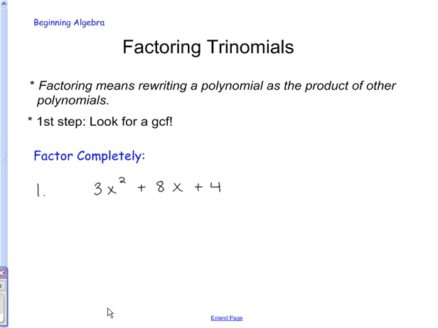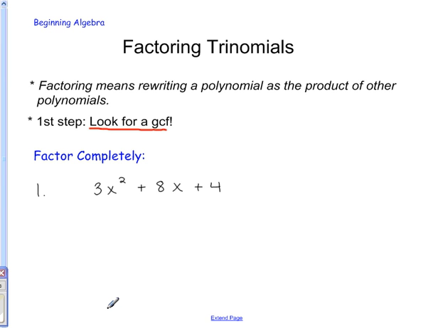And our first step in all of these problems will still be to look for a greatest common factor. There may not always be one in your problems, but you need to look for that first. So your directions will say factor completely. Okay, so we have 3x squared plus 8x plus 4. First thing I'm going to think about is, is there a greatest common factor? Which there's not. There's nothing that'll go into every term.